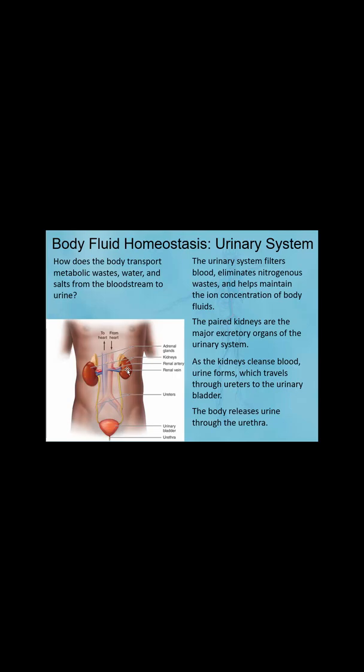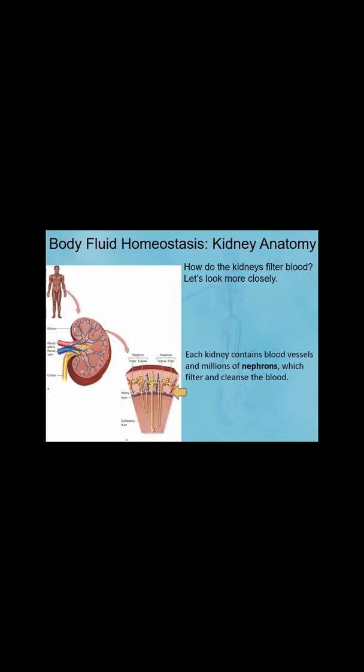Now, the tube between the kidney and the bladder is called the ureter, and then the urethra goes from the bladder to the outside, and that's what releases the urine as a waste product. This is all accomplished in these things called nephrons that filter and cleanse the blood. And they function purely on diffusion and concentration of solutes.